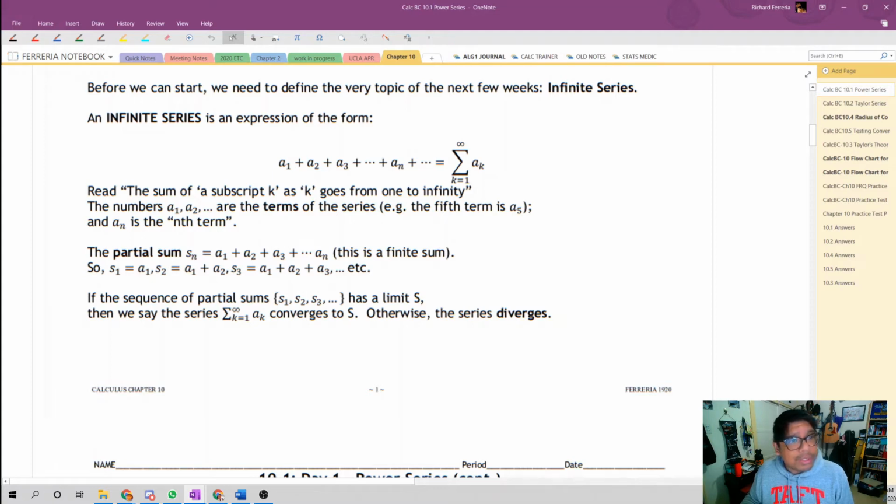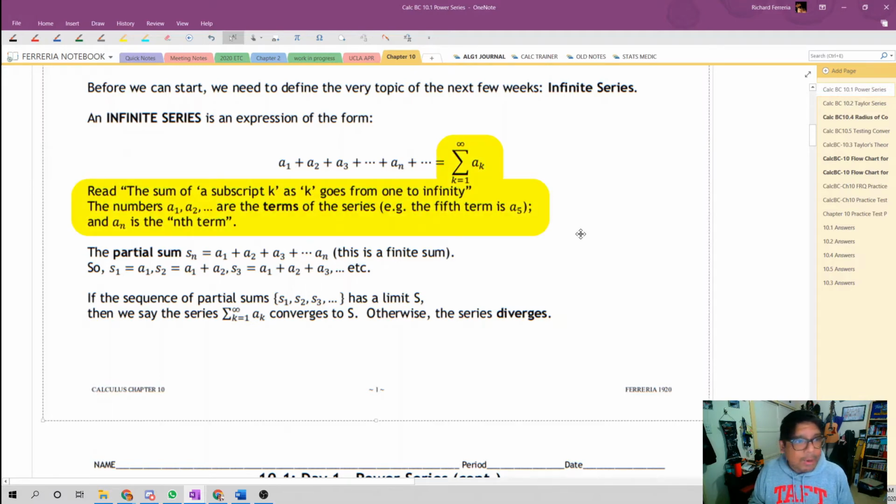Sorry, this particular series has an infinite number of terms, but that doesn't have to be the case. This part over here, we read as the sum as k goes from 1 to infinity of a_k. The numbers a1, a2, a3, etc. are the terms of the series, and a_n we call the nth term. Generally speaking, we're going to be going from 1 to infinity. If that changes, I will definitely let you know.